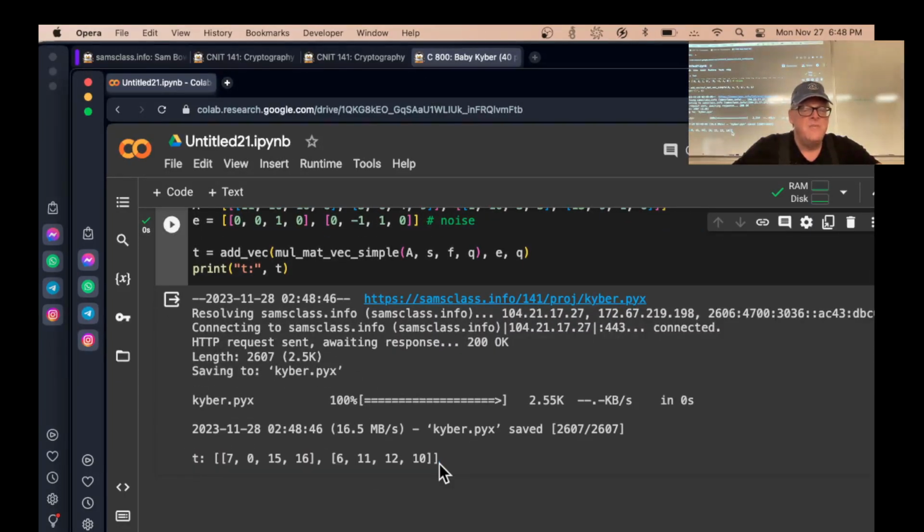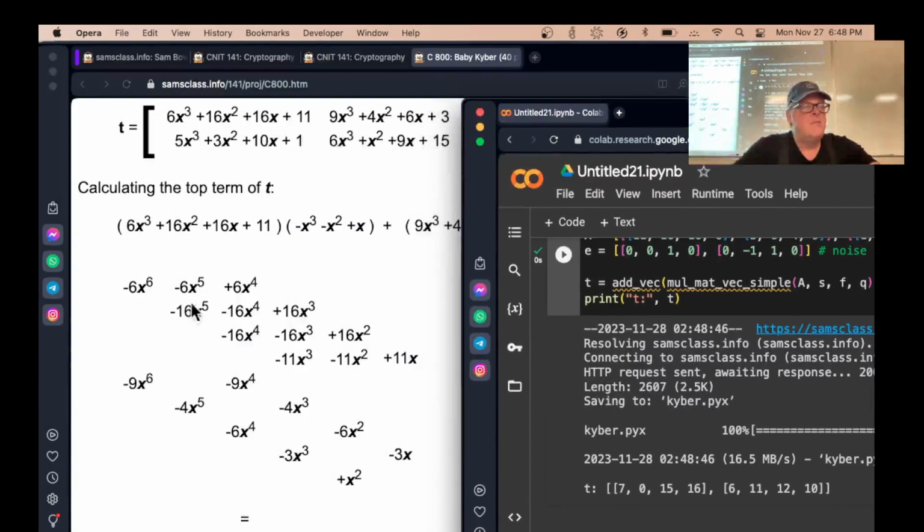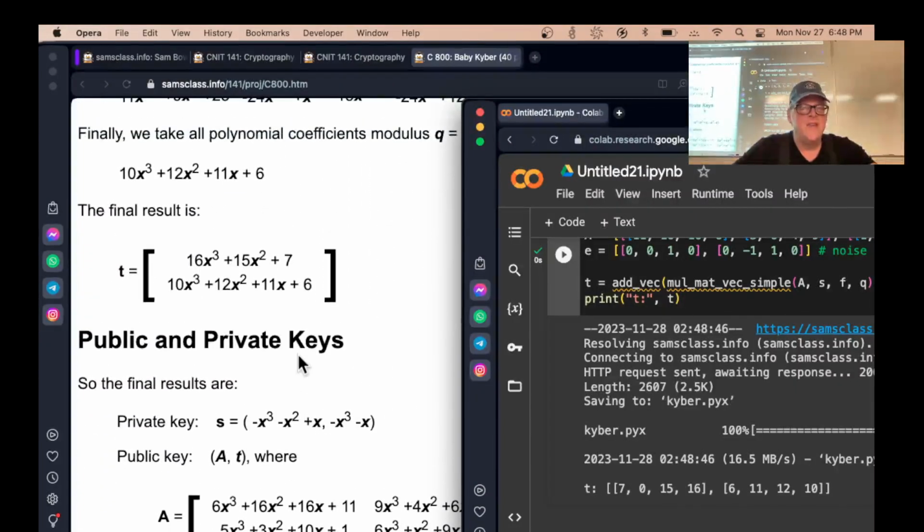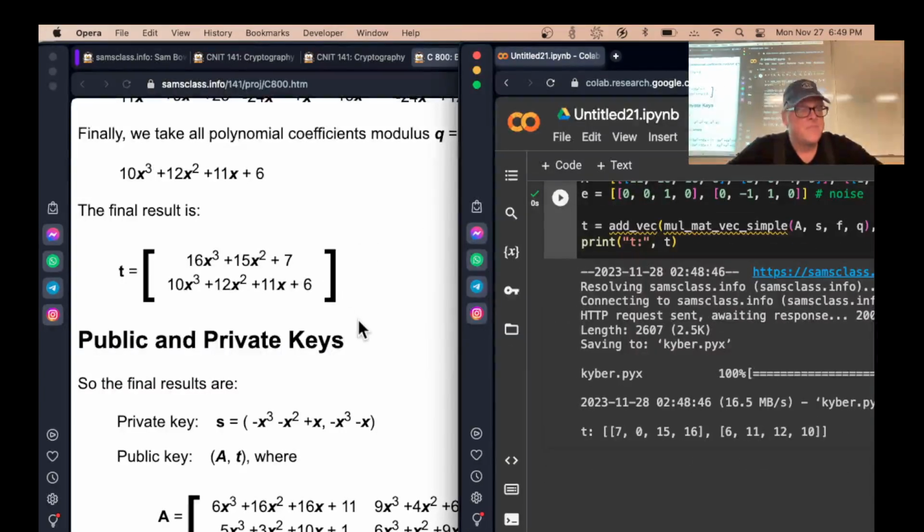So there's t, and let's compare that value of t to the value we calculated by doing all this stuff by hand. When we were all done with that mess, we got this. The top term, this is 7, 0, 15, 16. And there it is, 7, 0, 15, 16. This one is 6, 11, 12, 10, and there it is, 6, 11, 12, 10. So you can do it with Python. You don't have to do it by hand.